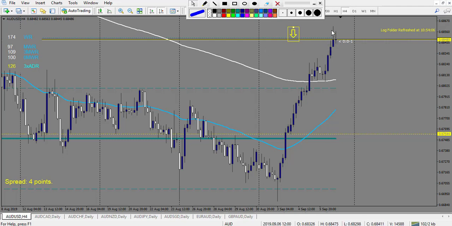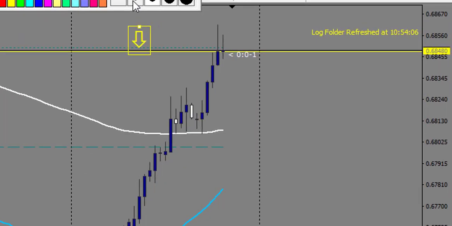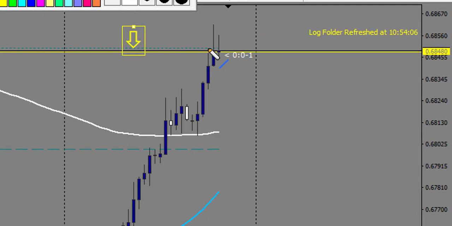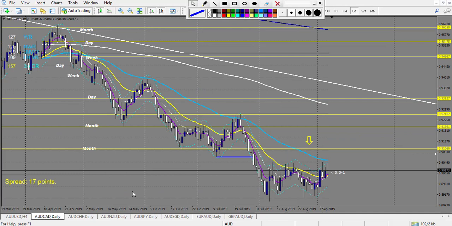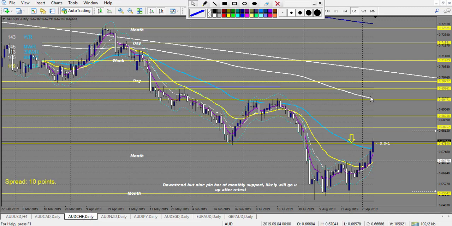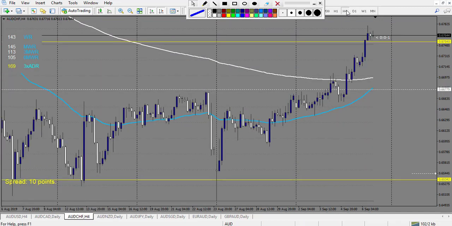But if you would have taken this trade, your entry would have been at the 50% retracement of this specific candle right here. So stop loss right here and your target 3 times right here. Just for the sake of the example, to help you understand the strategy better. So AUDCAD nothing, AUDCHF, let's go on the forward chart.